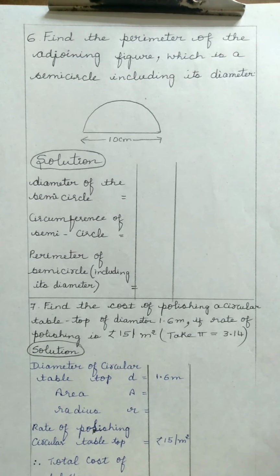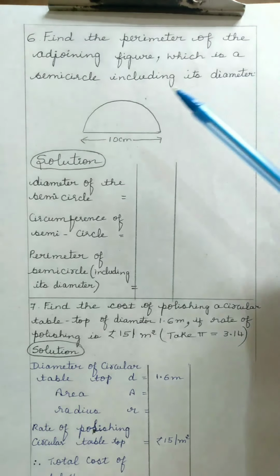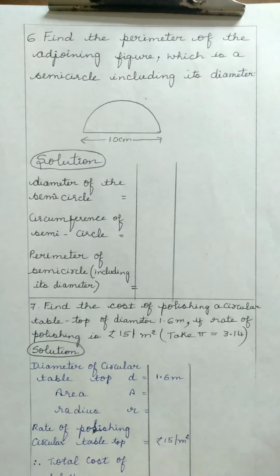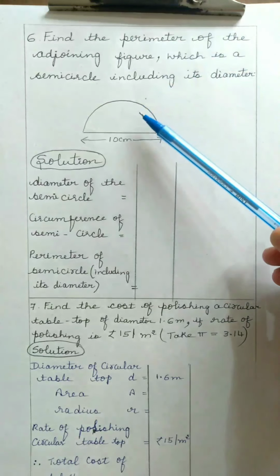Hello children, this is the continuation of the maths lesson of 7th standard, chapter 11, perimeter and area, and this is exercise 11.3. We have already solved 5 problems of exercise 11.3. Now we shall continue today's class with exercise 11.3, sixth problem, based on circumference, area, radius and diameter of a circle. So let us move on to the sixth question, that is, find the perimeter of the adjoining figure.